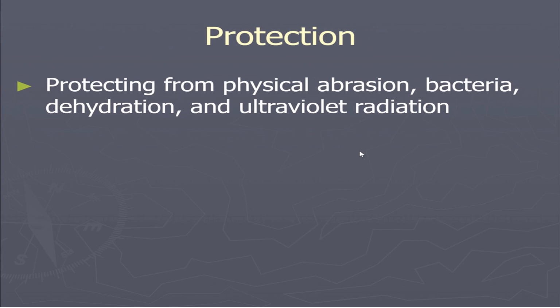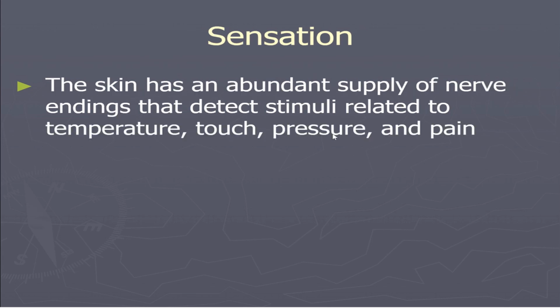Protection. There's lots of things that we need to protect against: abrasion, like physical scraping, or bacteria, dehydration, and ultraviolet radiation. Skin plays a part in protecting us against all of these things. Sensation. You have thousands of nerve endings and specialized nerve structures that are there to detect temperature changes, touch, pressure, and pain to varying degrees so that we can fully interact with the world around us.